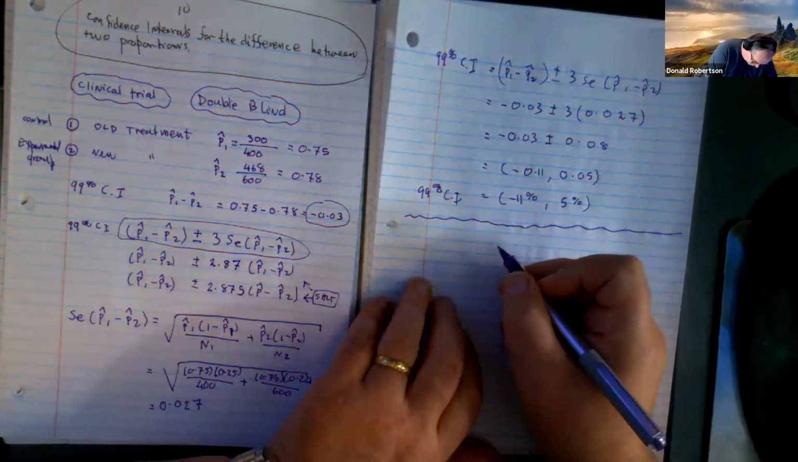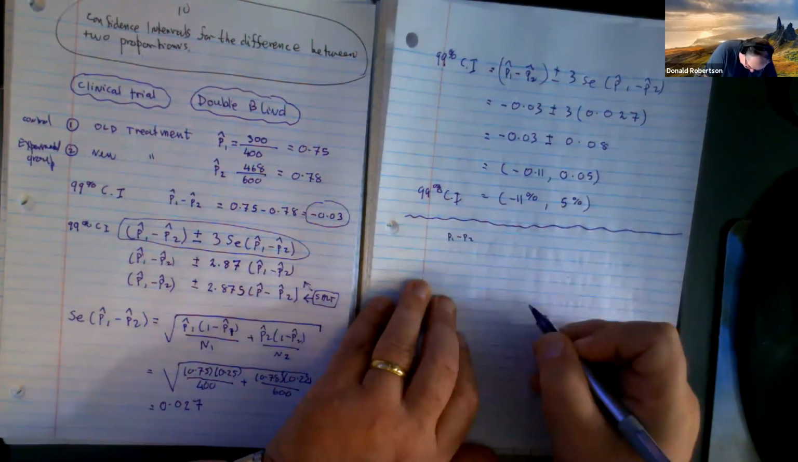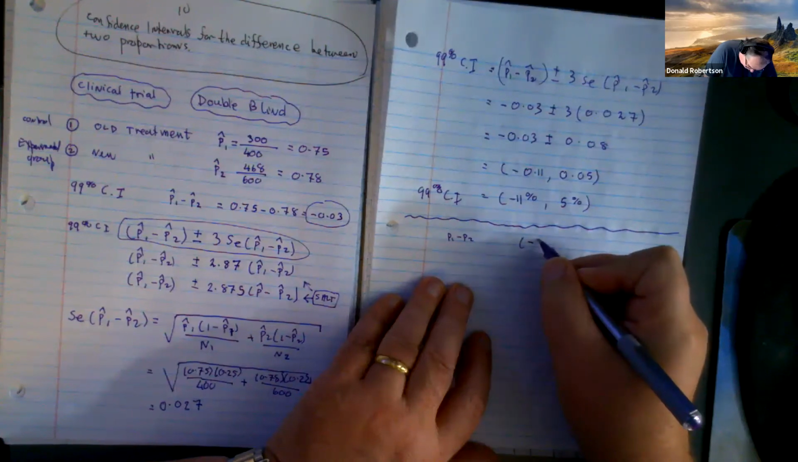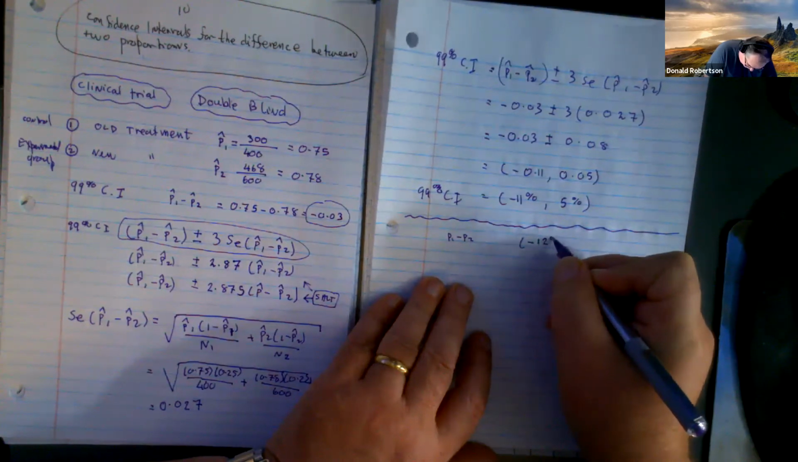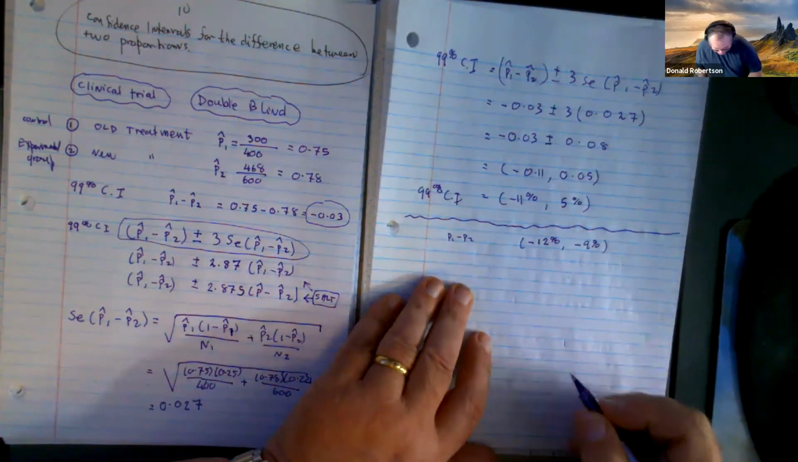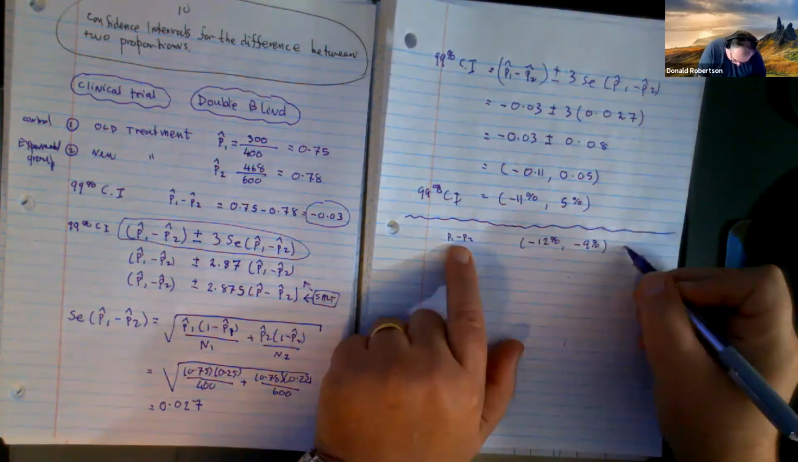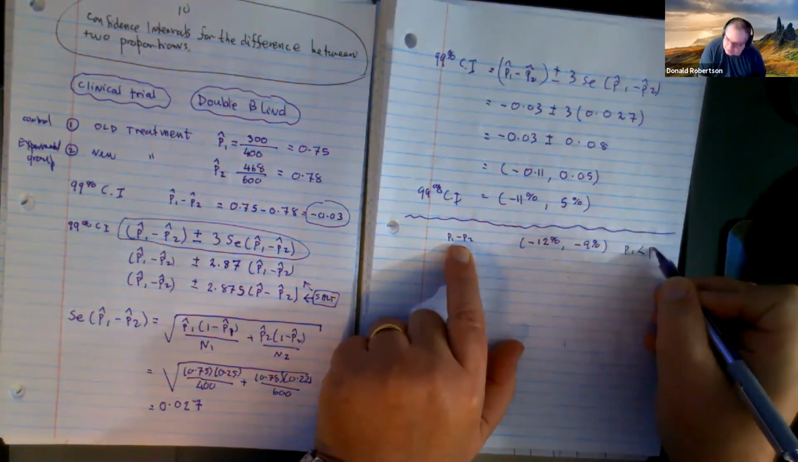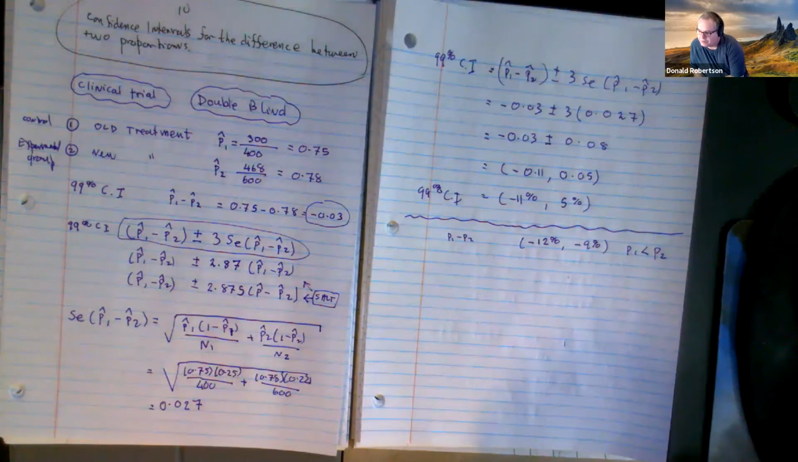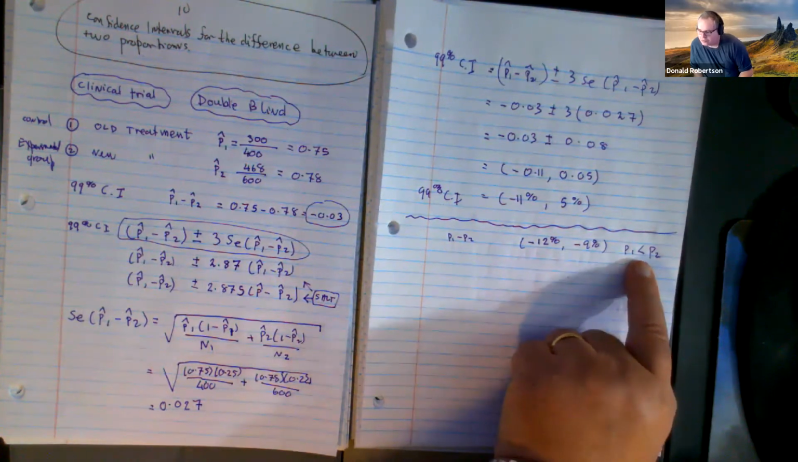If you have one of these compare P1, take away P2 things, right? If you get an interval that looks like this, negative 12%, negative 9%, since all these numbers are negative, doesn't that mean that the first thing is smaller than the second? Agreed? If the interval of the difference is always negative, then it must mean the first thing is smaller than the second. That's why the answers are all negative.